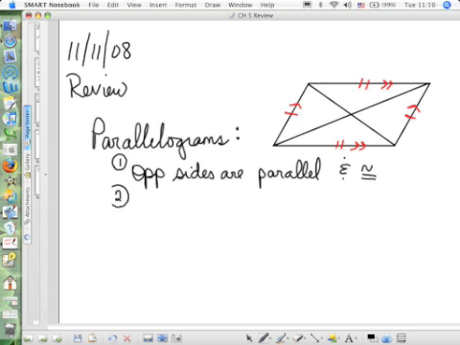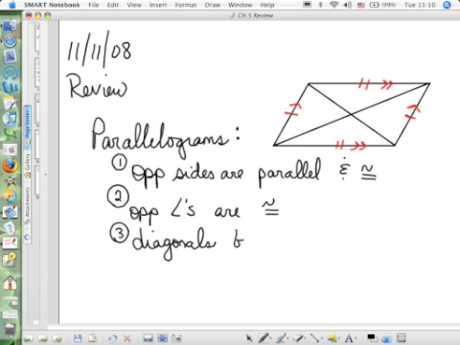What do we know about the opposite angles? They are congruent. Okay? I'm not going to mark that on my picture because I'm going to mark something else soon. What do we know about the diagonals of a parallelogram? They bisect each other. So that means that this equals this, and that this equals this. Right?